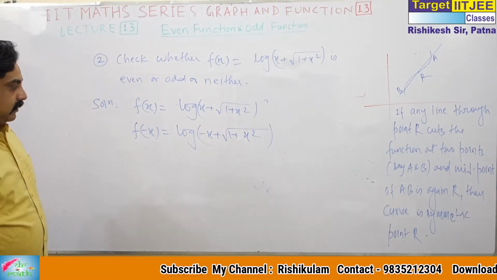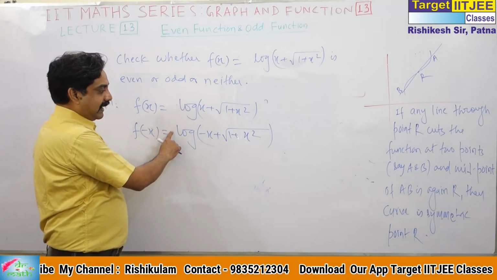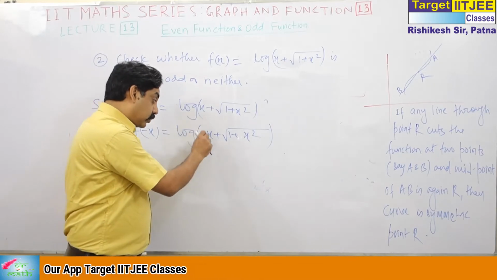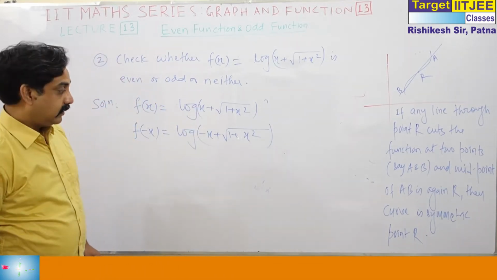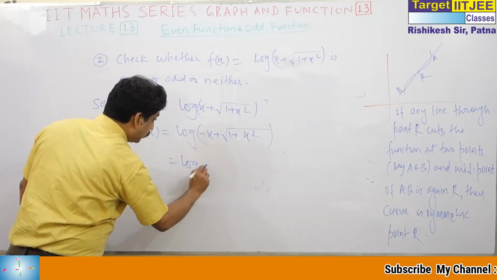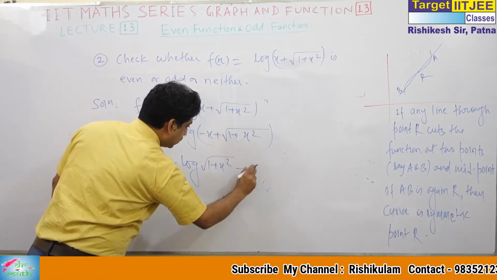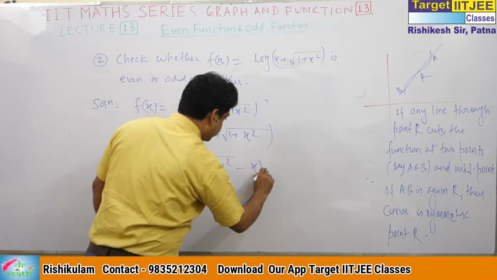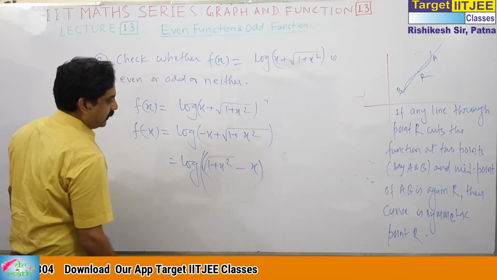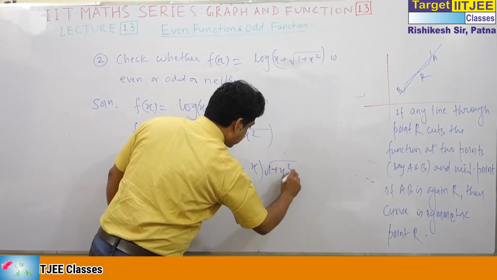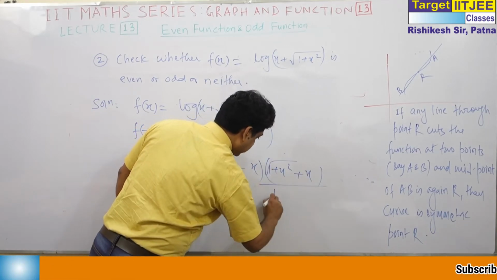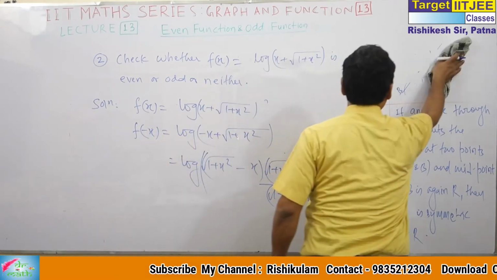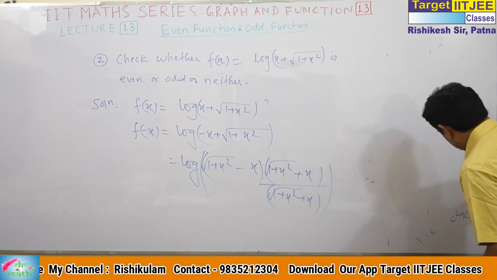Can we take minus outside or can we say that this is equal to plus? It is not so easy to tell. Then what do we do? We will rationalize this. How do we rationalize this? I write it first, then multiply this by root of 1 plus x square plus x. See, what do we get?